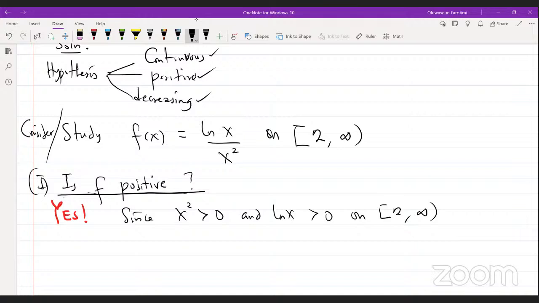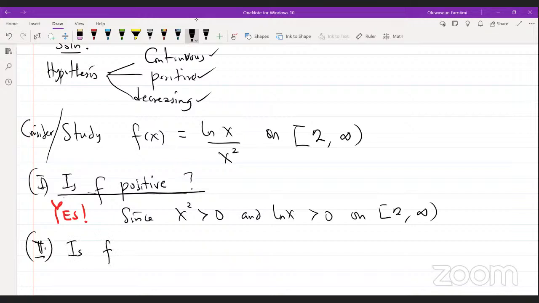If you have this kind of rational function, you take the numerator and discuss it, then you take the denominator and discuss it. It happens that in the denominator here, x squared is greater than 0, and ln of x is greater than 0 on this interval. So it's not as if we're creating a different interval of our own. We're working with the interval given from the series. So that's the second question we're trying to answer.